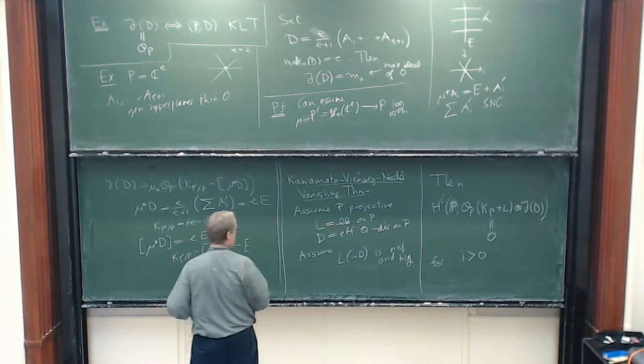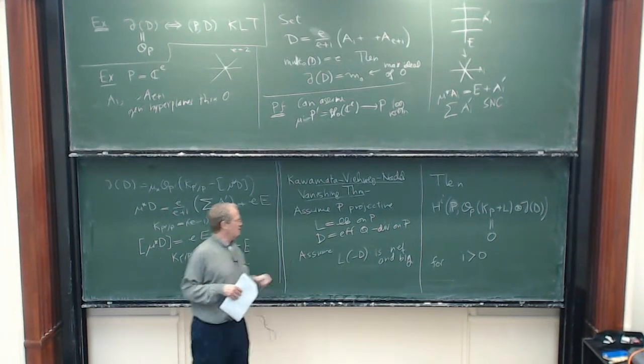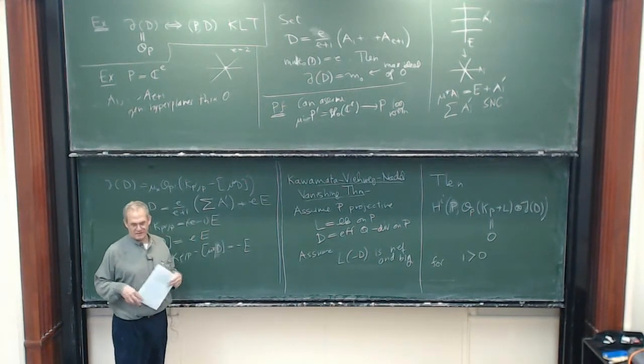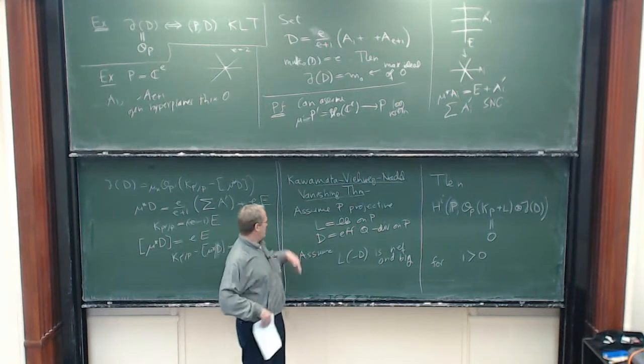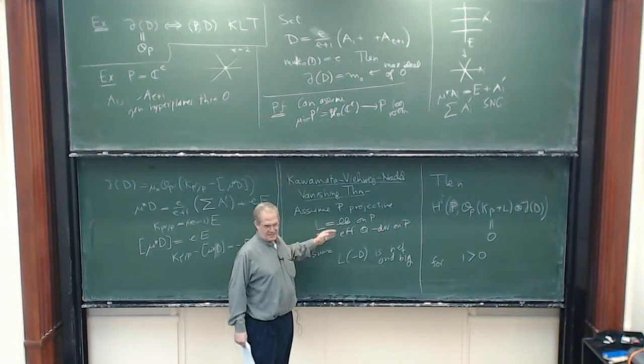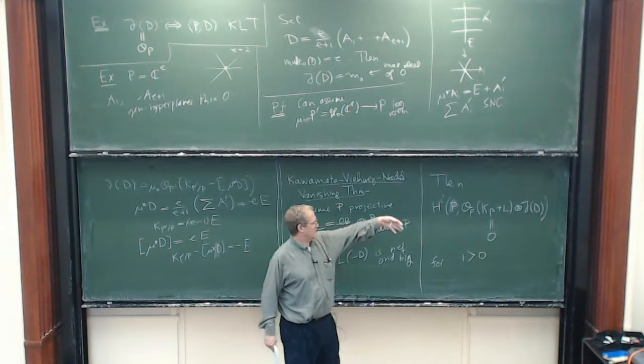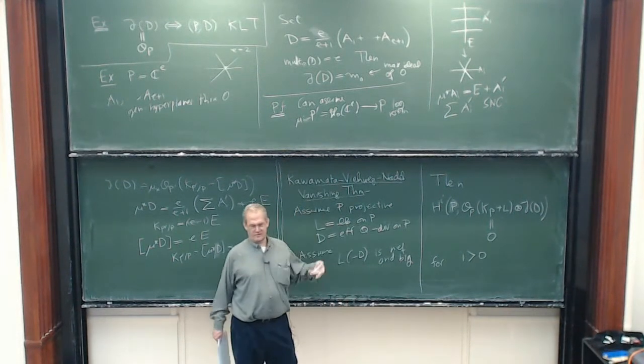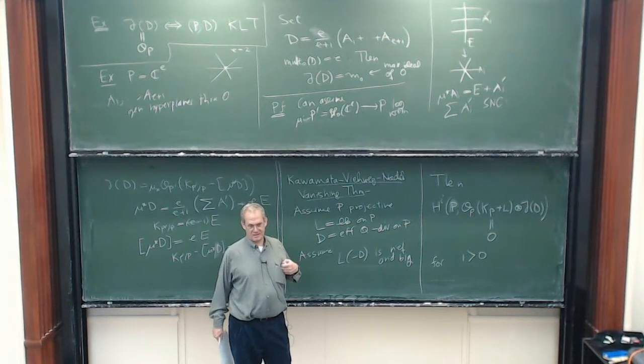So this is the basic vanishing theorem for multiplier ideals. Let's look at some special cases. Supposing that L is already ample, well then we might as well take D, for example, 0, and the multiplier ideal of the 0 divisor is just O. So this is Kodaira vanishing.